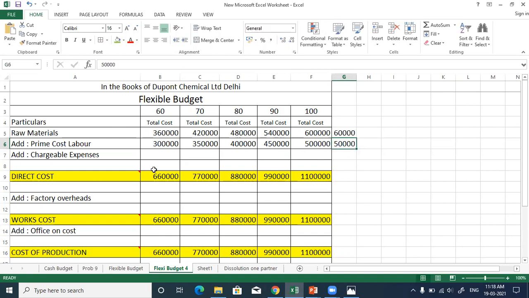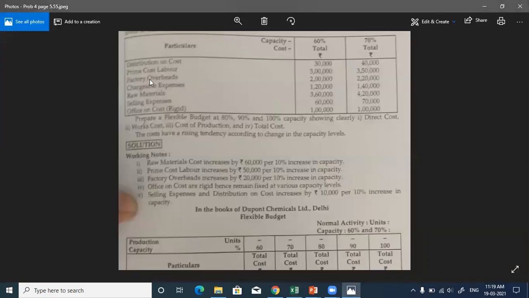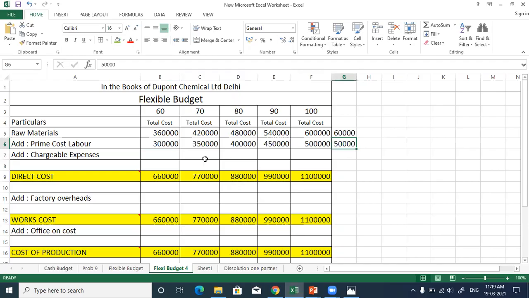Yes. So chargeable expenses. So what is chargeable expenses in our problem? We will see here chargeable expenses are 1,20,000 and 1,40,000. So here chargeable expenses are increasing by 20,000.